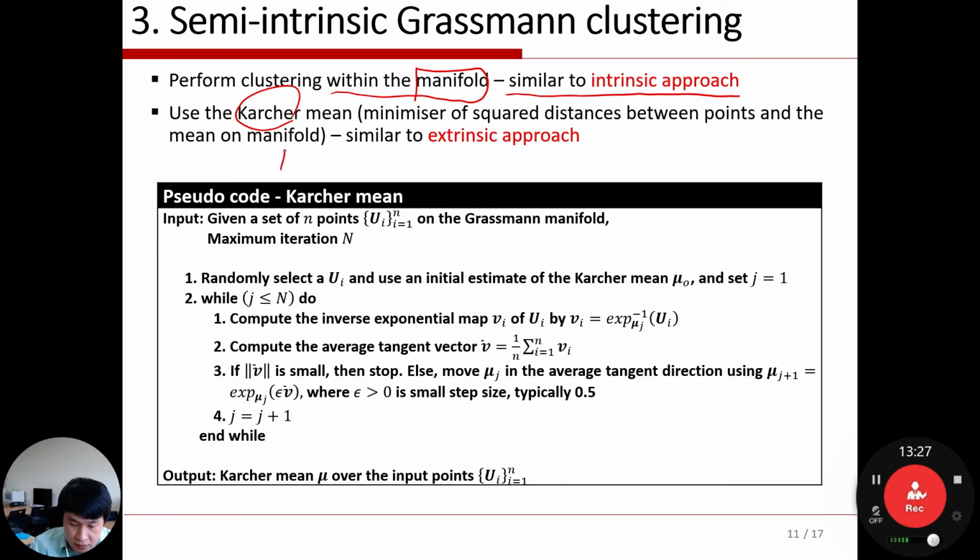So this technique is a kind of extrinsic approach. So we are using the Karcher mean, which has an extrinsic property, and we are doing the clustering within the manifold. So it is by using both properties of intrinsic and extrinsic. That is why we named the third category semi-intrinsic. This pseudocode shows how we compute the Karcher mean.